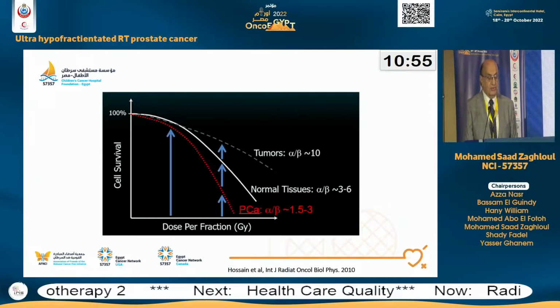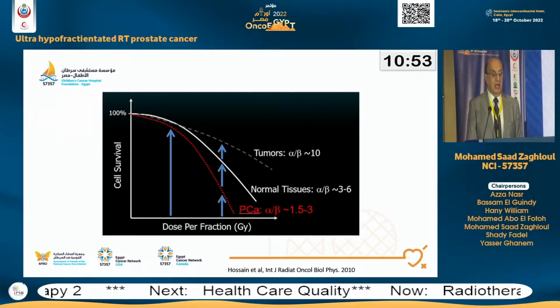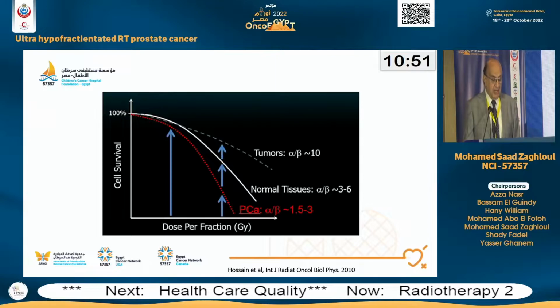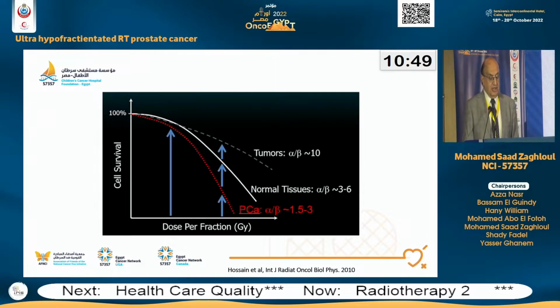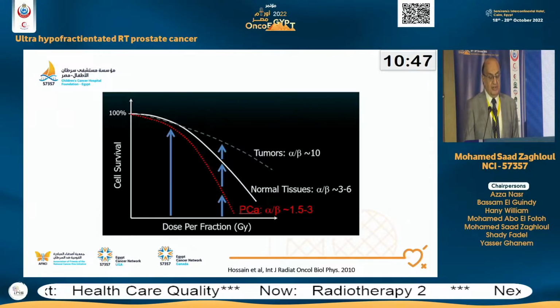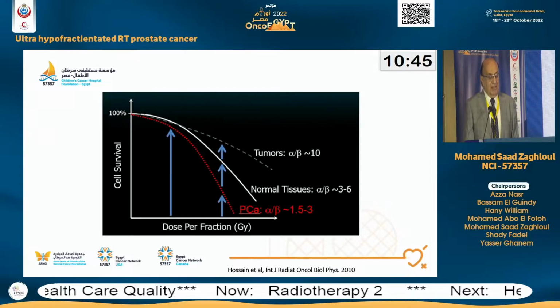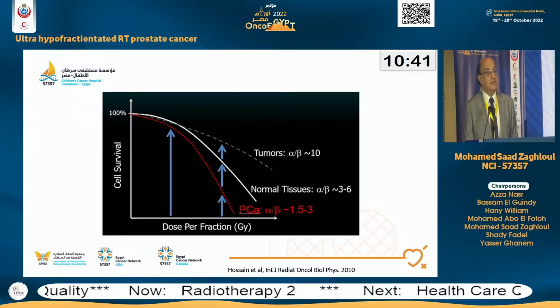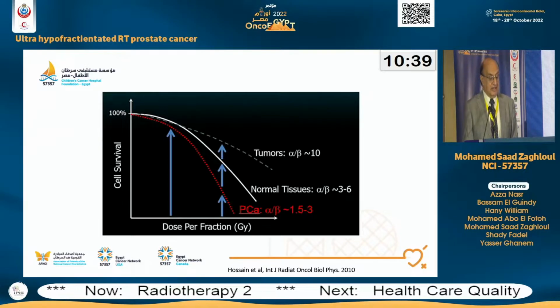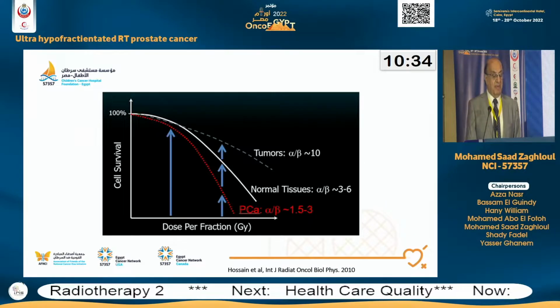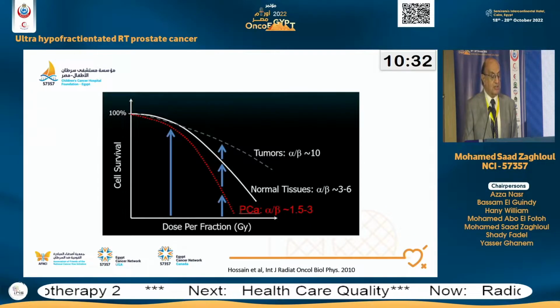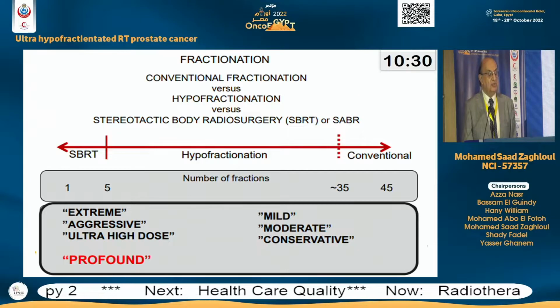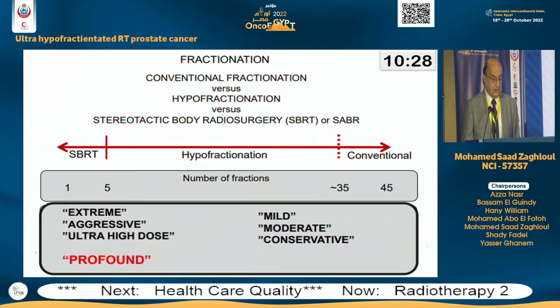We know that the tumor typically has an alpha-beta ratio of 10, and that normal tissue has an alpha-beta ratio of 3 to 6, but for prostate cancer, the alpha-beta ratio is between 1.5 and 3. And we can benefit much from this knowledge by doing hypofractionation.